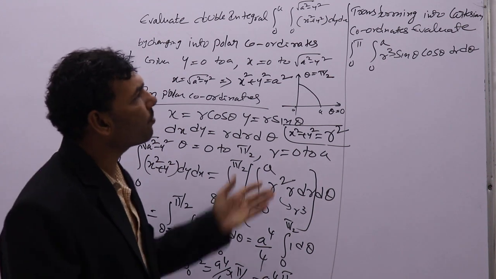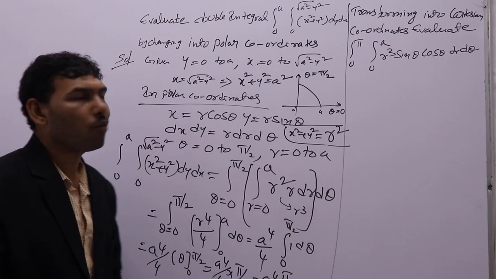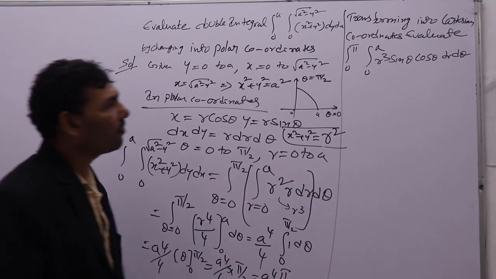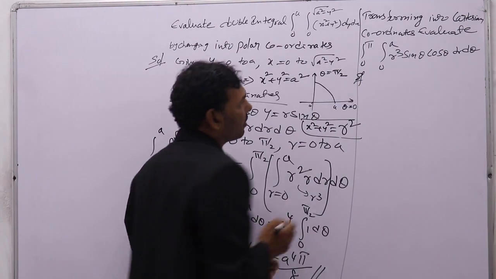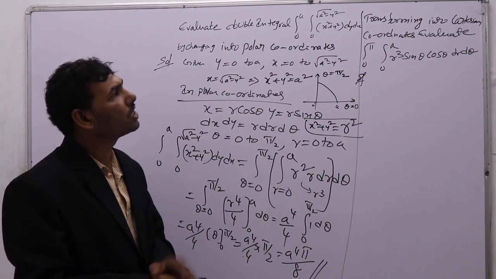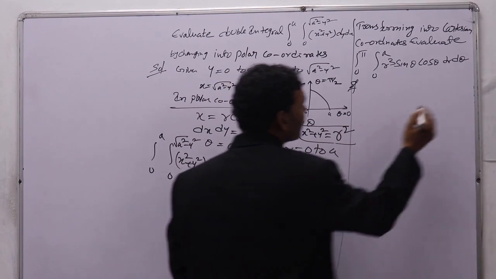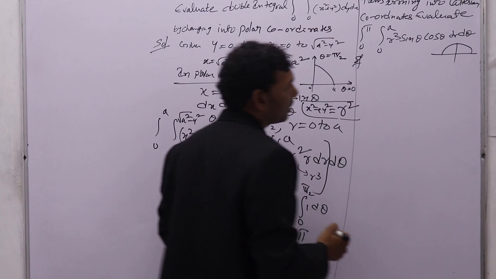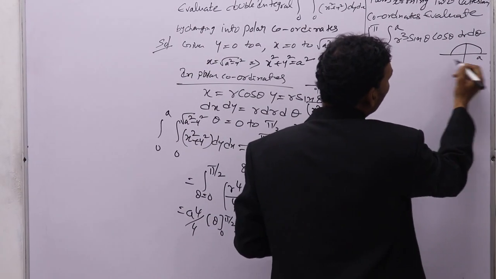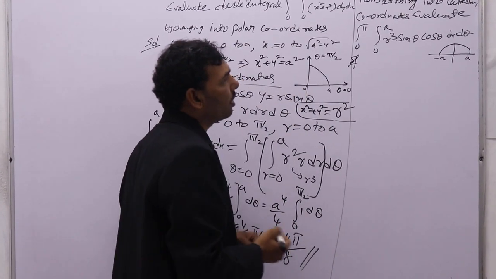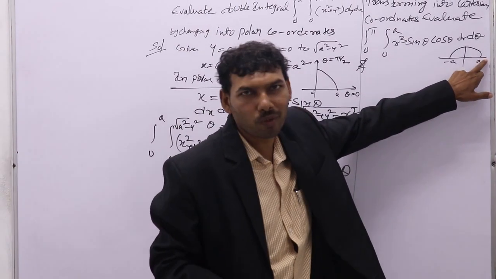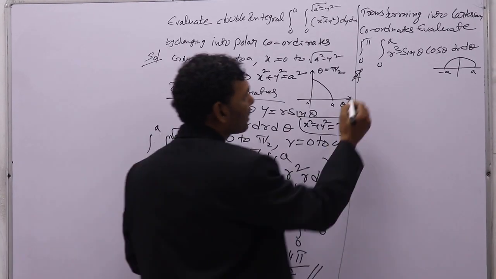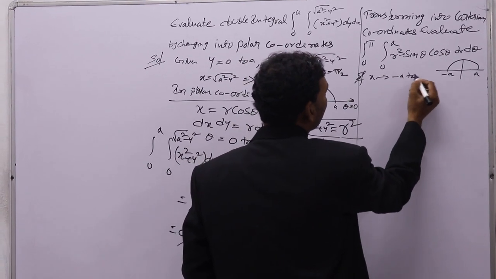That means the given problem is in r theta. Now we need to convert that in terms of x and y. For that, you all know this is 0 to pi. 0 to pi means he had taken first this part. That means a to minus a, because 0 to pi, this is theta equal to 0, this is theta equal to pi. Minus a to a will be the x limits.